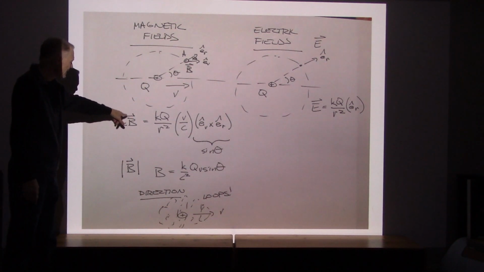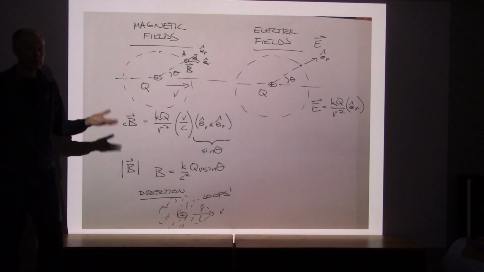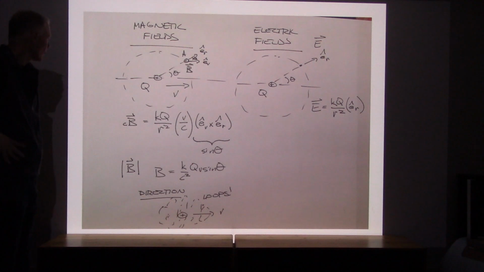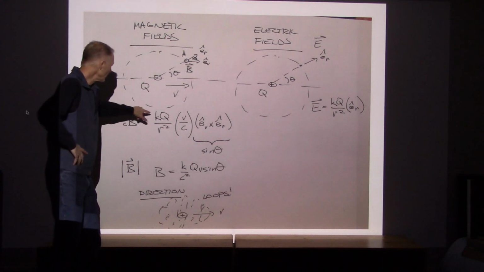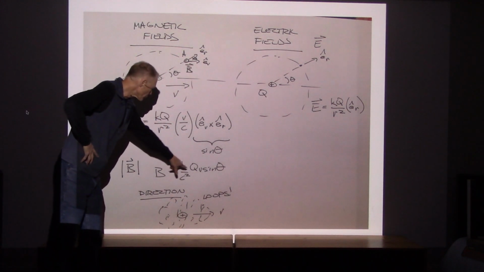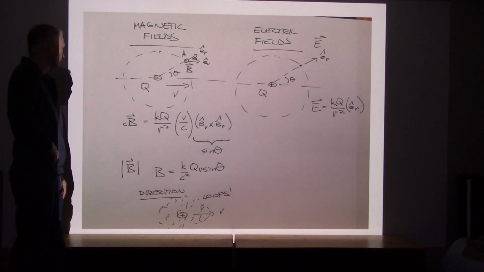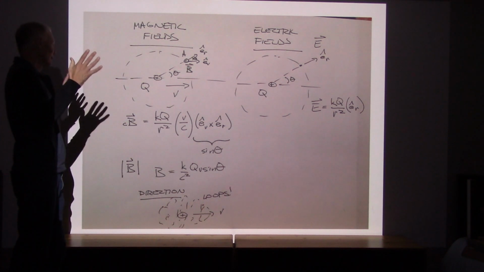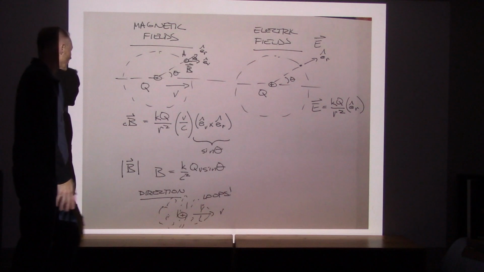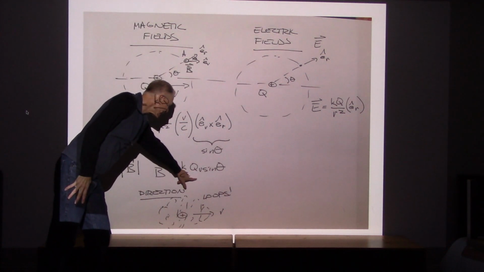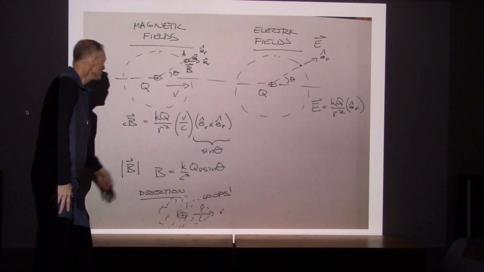When we actually get into calculating the magnetic field generated by a moving charge, I have my factor of kq over r squared. Uh-oh, I left out the r squared. So the r squared goes right here. I apologize, I'll need to get that written back in.